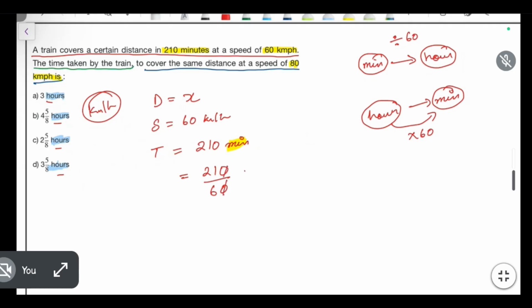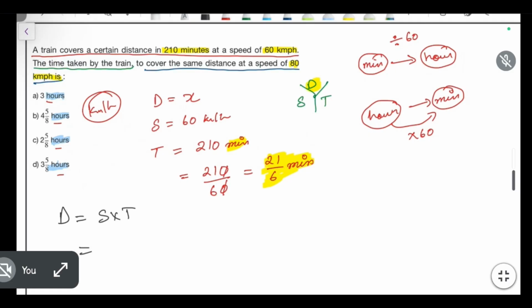0, 0 cancel. I have 21 by 6. I'll just use it as it is. I don't want to simplify further because I want to use as minimum calculation as possible. So this is the time taken. Now the formula was distance, speed, time. If I need to find the distance, the formula is speed into time. So distance is equal to speed into time.